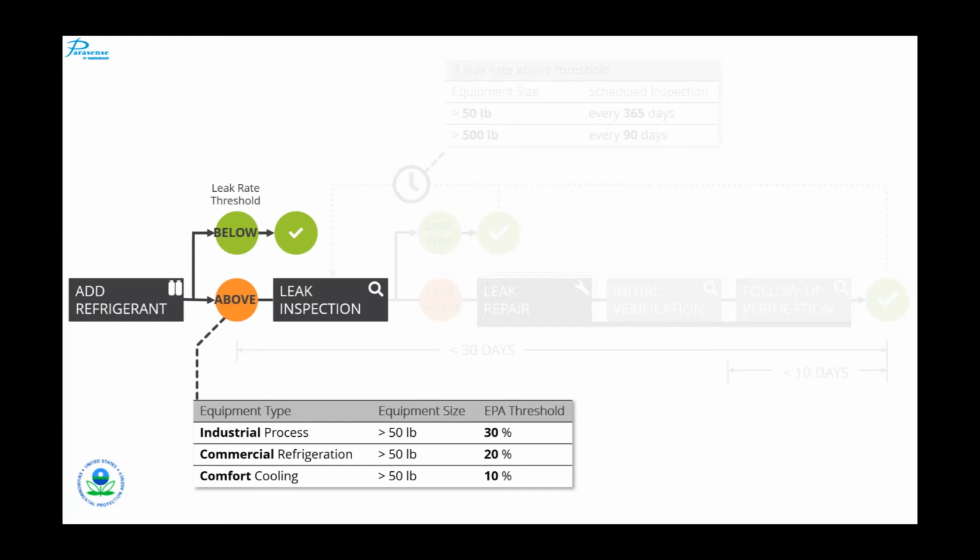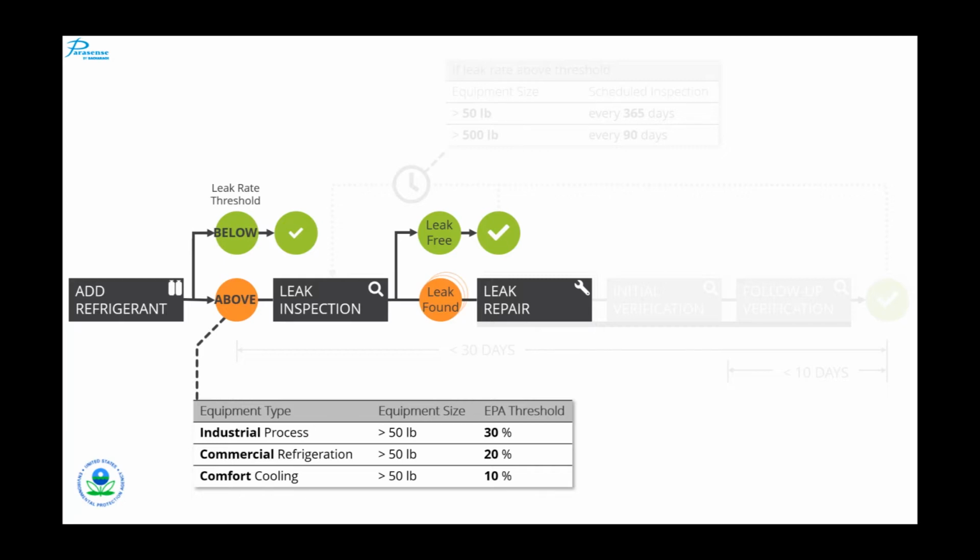In the Parasense platform, the rolling 12-month leak rate is automatically calculated and, if required, a leak inspection automatically created. If a full equipment inspection fails to find a leak and you can confirm the equipment is leak-free, then the process stops here. If, however, you have found one or more leaks, they will each need to be repaired. The Parasense platform will automatically create and schedule a leak repair event for each leak that has been found.